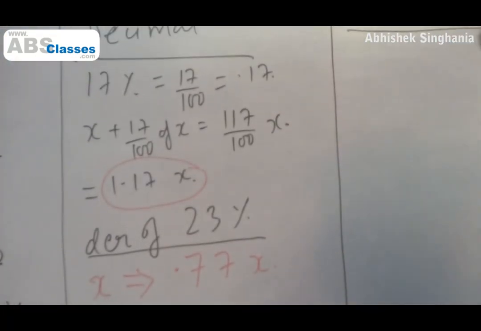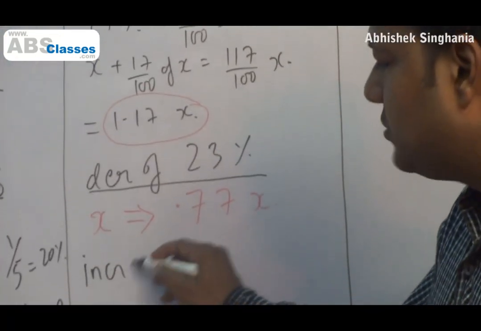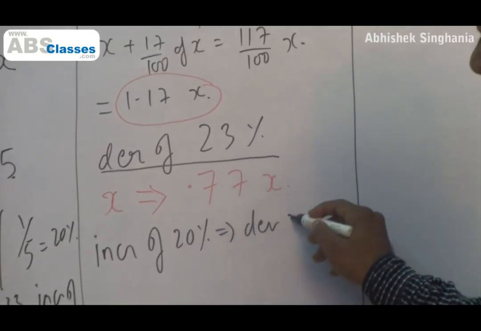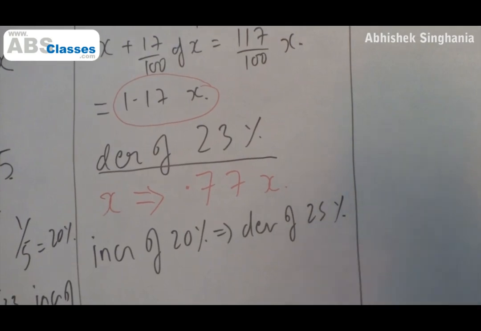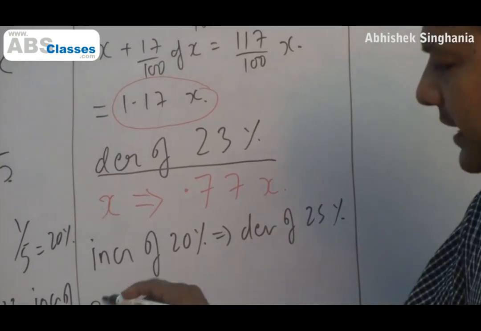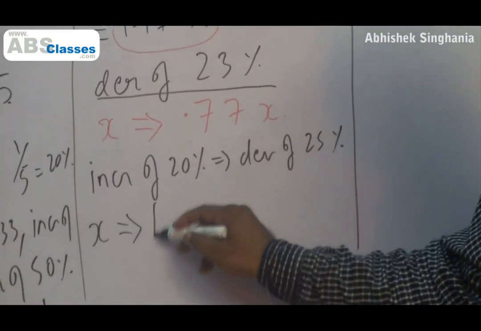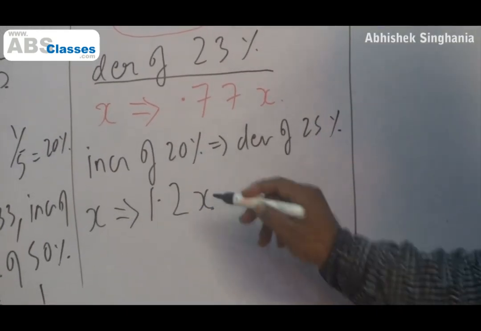Say if it's given an increase of 20% followed by a decrease of 25%. Let the original number be x. If I increase it by 20%, now we know that the number will become 1.2x.